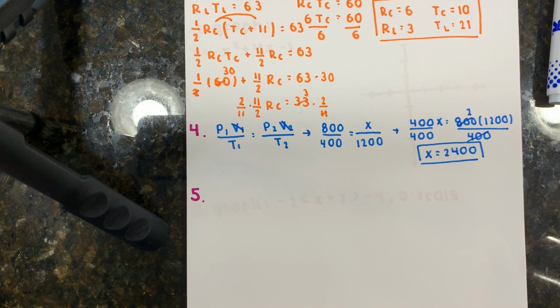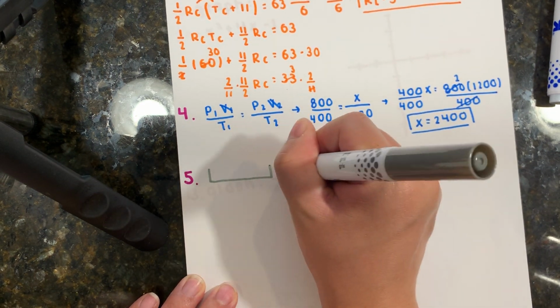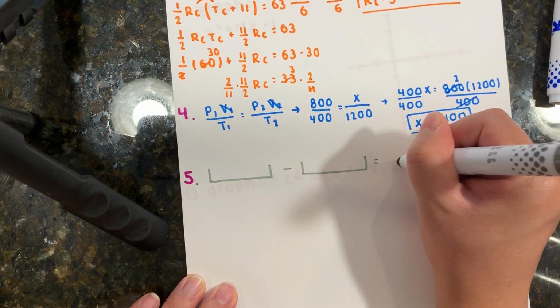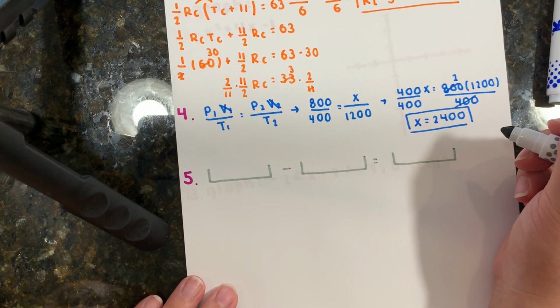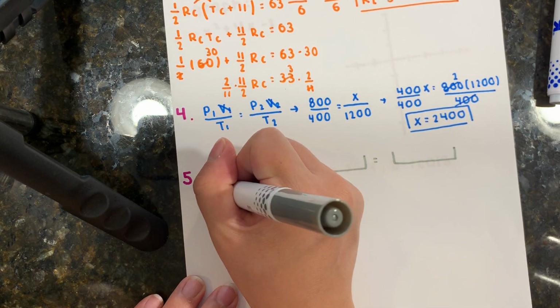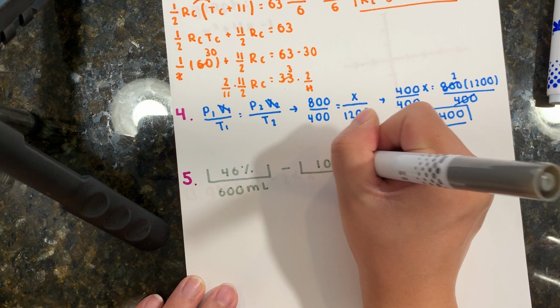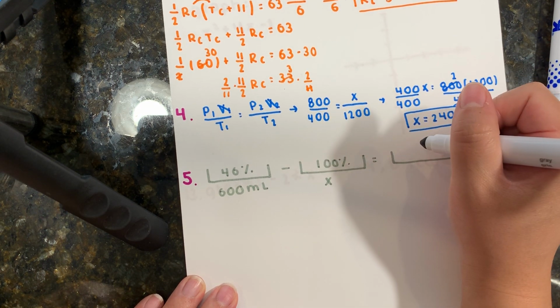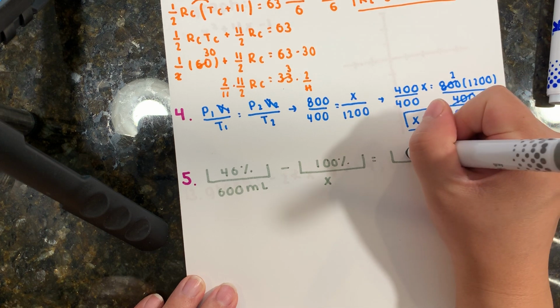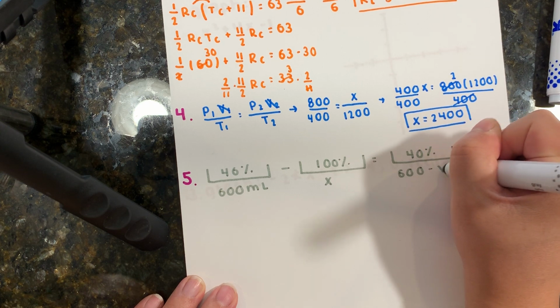Next, we're going to look at number 5. It says Tom and Zoli had 600 milliliters of a 46% alcohol solution that had to be reduced to a 40% solution by extracting pure alcohol. So we have a solution, we're extracting, so we're subtracting, so that we get a final solution. Our original solution is 46%, and we have 600 milliliters of it. We're subtracting only alcohol, so that's 100%. And we need to end up with a 40% solution. We'd start with 600, and then we'd take away X amount of it.